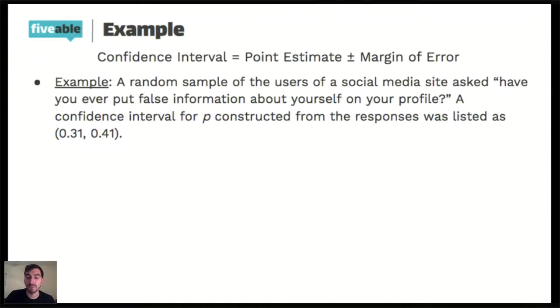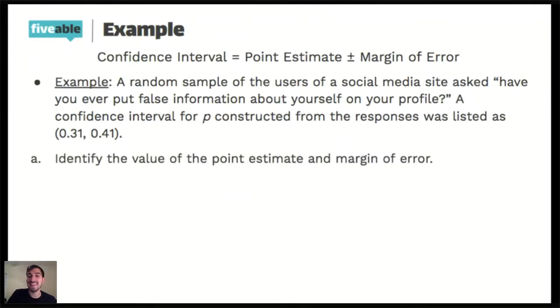A confidence interval for p constructed from the responses was listed as 0.31 to 0.41. I'm not giving a confidence level yet. We'll get into that in a little bit. But if you do want a confidence level, let's say it was a 95% confidence interval. First thing to figure out is what, in that confidence interval, was the point estimate and what was the margin of error? Should be maybe 15, 20 seconds to look at that and identify what there must have been for a p-hat and what there must have been for a margin of error to get that confidence interval.